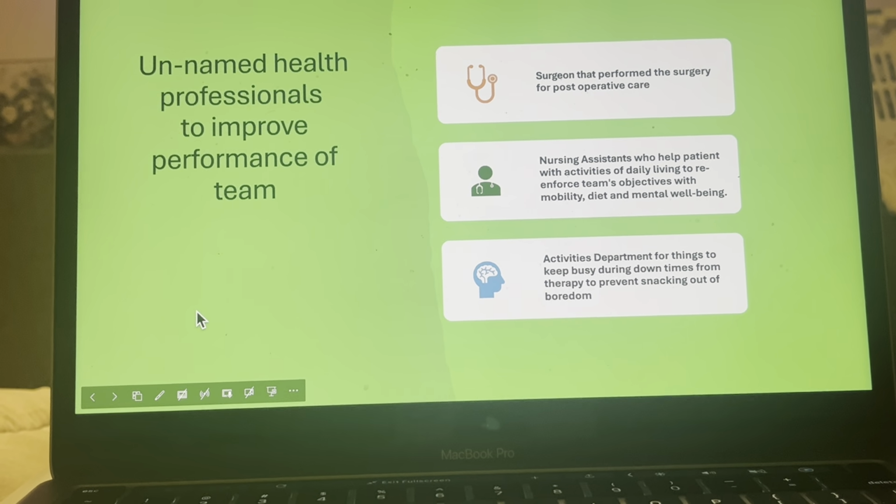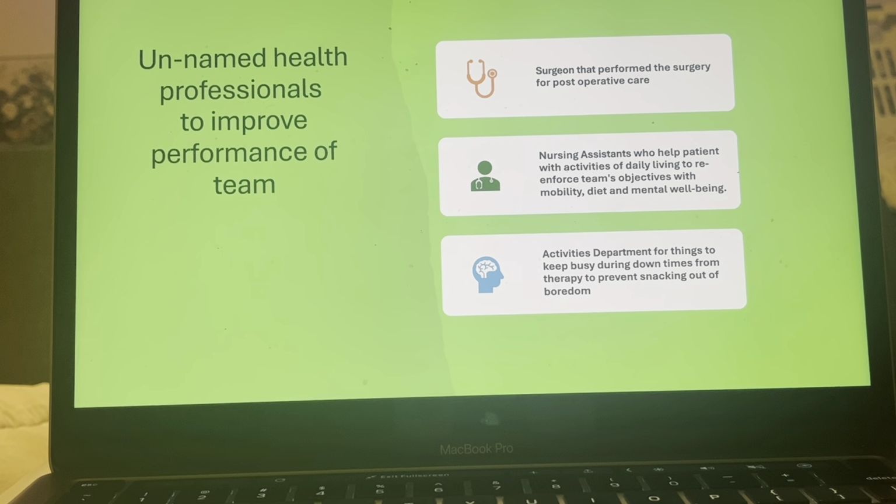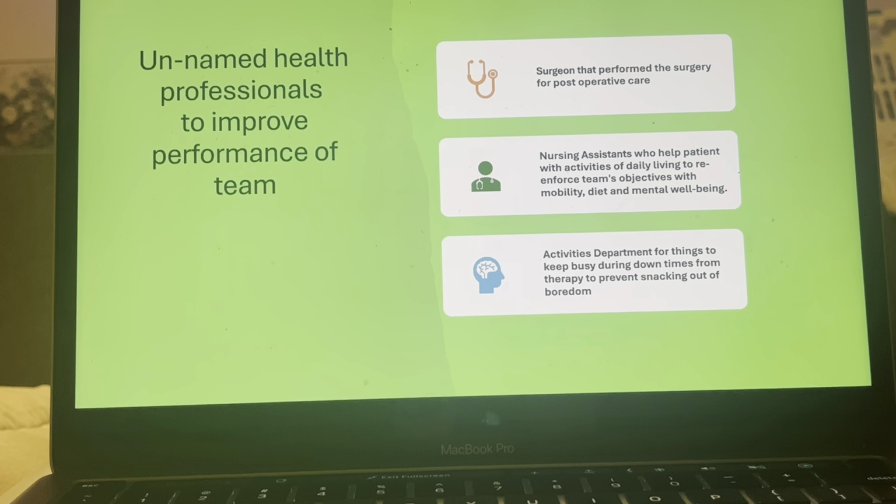Which unnamed health professionals could improve performance? Well, that surgeon, the one that cut his foot off. A lot of patients look up to surgeons, think that they know everything, and if they don't speak to you, then it doesn't matter. They should be more open to have conversations.